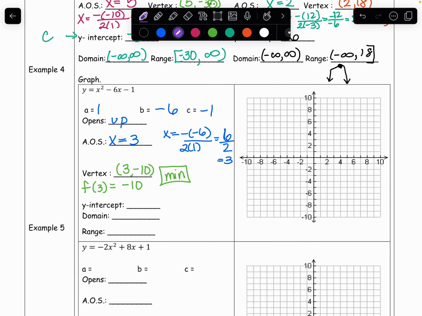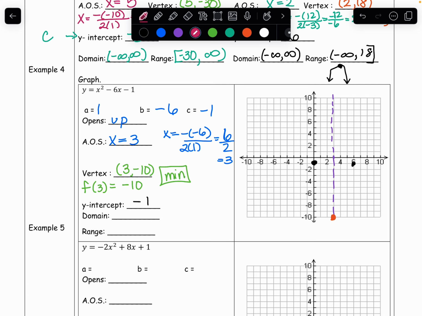Our axis of symmetry is at x equals 3. So there's my dashed line for my axis of symmetry. Now I'm going to plot my vertex, which is (3, negative 10). We can find our y-intercept, which is our c value, which is negative 1. I'm going to reflect it over my axis of symmetry, so I'm 3 away. I'm going to go 3 away on the other side.